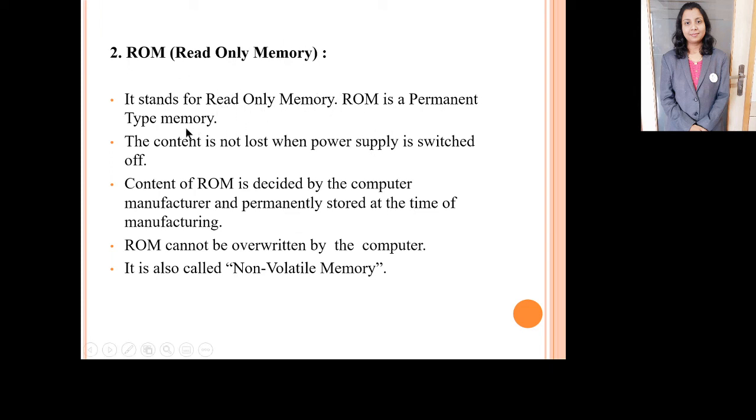What is this? It is a permanent memory. The content is not lost when the power supply is switched off. The content of a ROM is decided by the computer manufacturer and permanently stored at the time of manufacturing. Because it is a permanent memory, we don't lose any data when the power is switched off. ROM cannot be overwritten by the computer, because it is read only, you cannot write again on that memory, so it is called non-volatile memory.